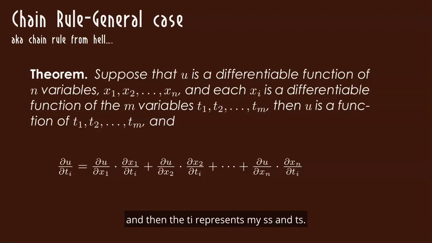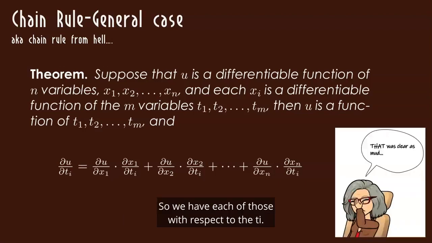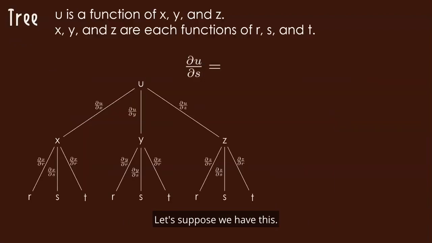And then the ti represents my s's and t's, so we have each of those with respect to the ti. Let's look at a tree, which will make this a little bit easier to wrap your head around. Let's suppose we have this. So this is one where u is a function of 3 variables, and each of the 3 variables is a function of 3 more variables.